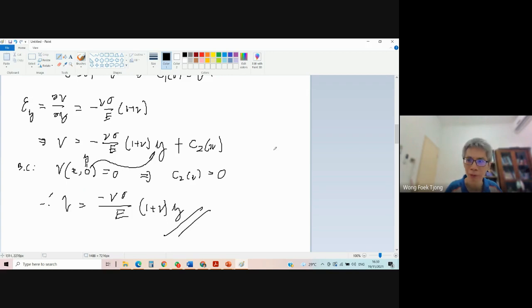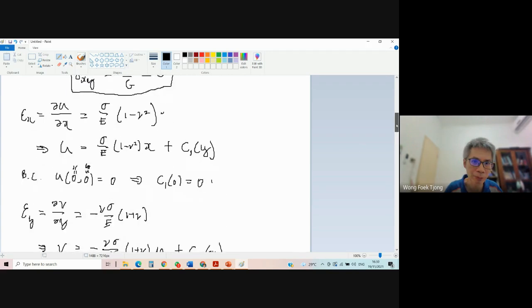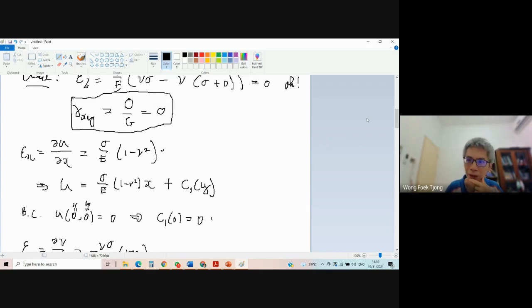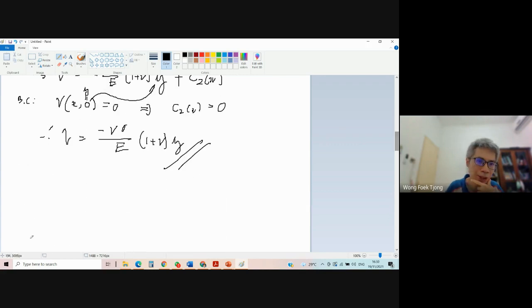How about u? Because we have two components of displacement, right? Not yet, because we don't know how to obtain C1(y). We should take a look at the shearing strain. This one, shearing strain is 0. But what is shearing strain? Shearing strain is the partial derivative of u with respect to y plus the partial derivative of v with respect to x. That's shearing strain, right? From the kinematic equation. This should be equal to 0.